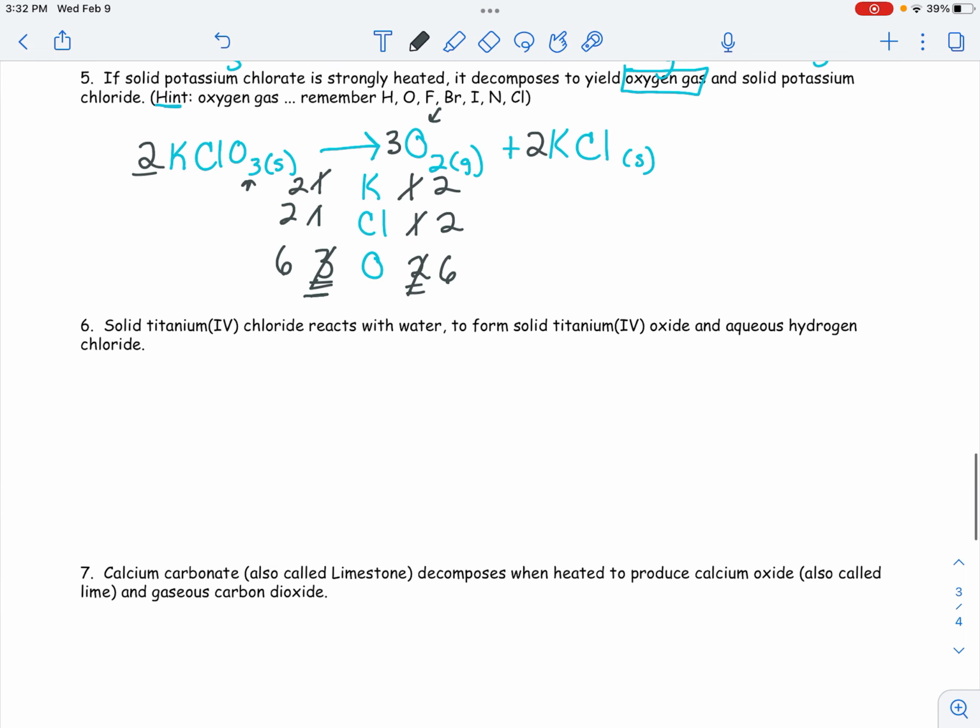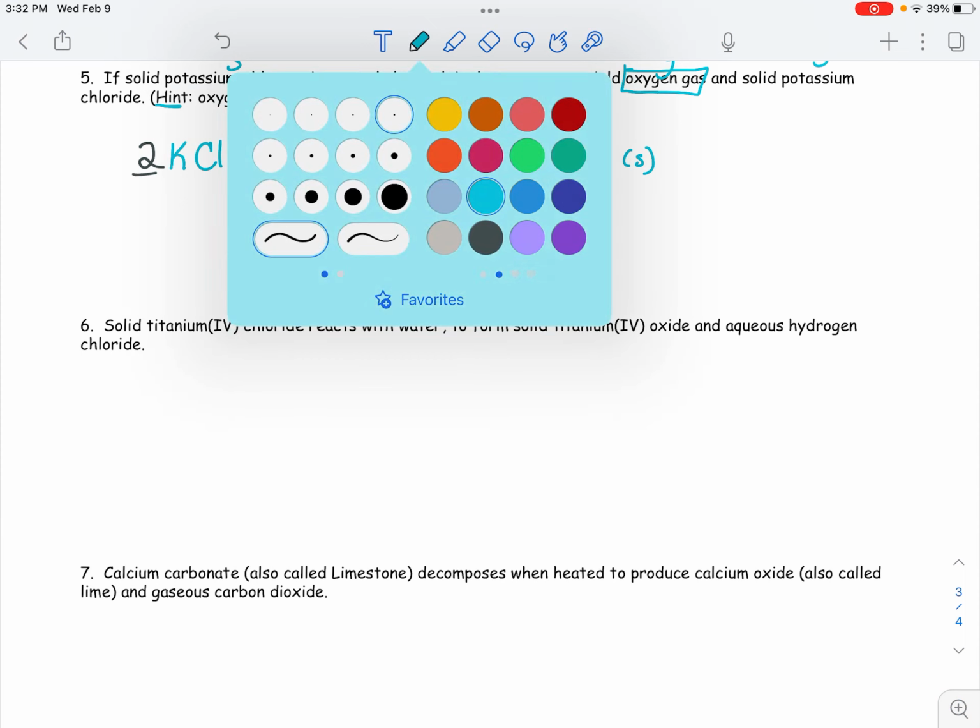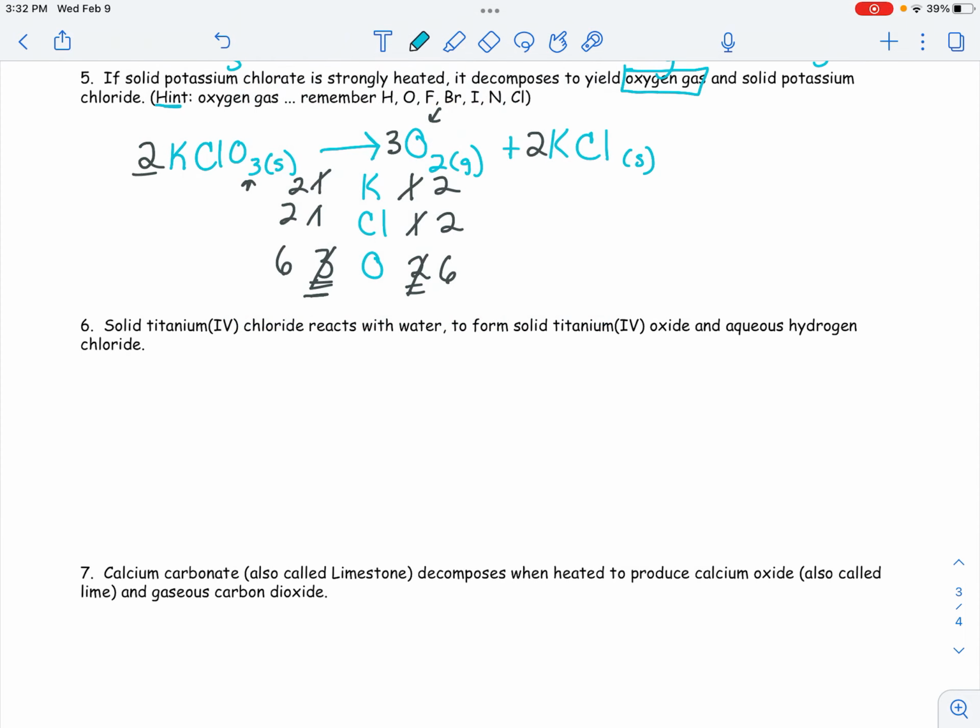The next one is solid titanium(IV) chloride. Once again, we're going to put our state scripts. So we've got solid, reacts with water, water's going to be a liquid, to form solid titanium(IV) oxide and aqueous hydrogen chloride. Titanium is going to be Ti, and we know that titanium has a charge of +4 because that's what the Roman numeral tells me. Chlorine is a -1, so to balance it out, I'm going to need 4 chlorines with 1 titanium.